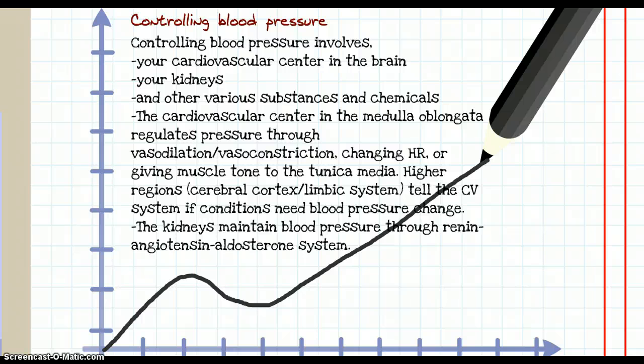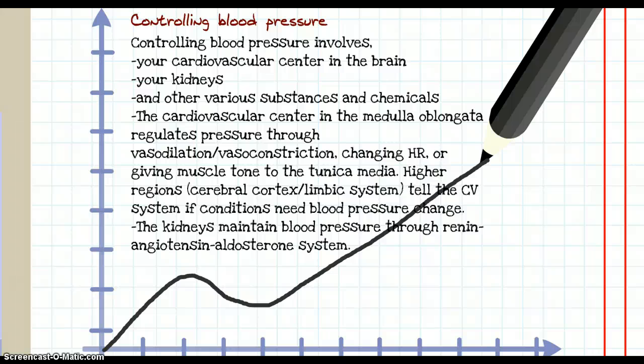Anyway, let's go to controlling blood pressure. Controlling blood pressure involves your cardiovascular center in your brain, your kidneys, and other various substances and chemicals that I will probably not get into in this video. The cardiovascular center is in the medulla oblongata. If you don't know what that is, I mentioned that in the nervous system unit, so you can go there. It regulates pressure through vasodilating or vasoconstricting your blood vessels.